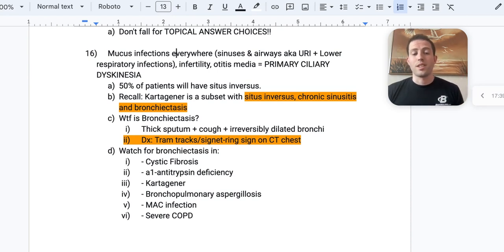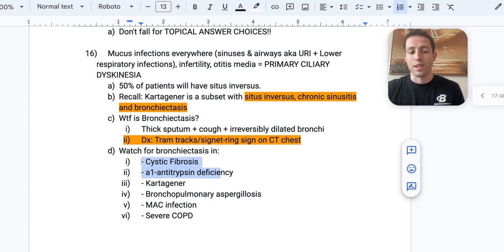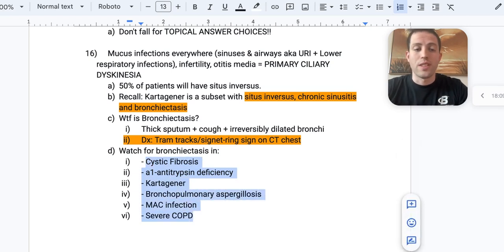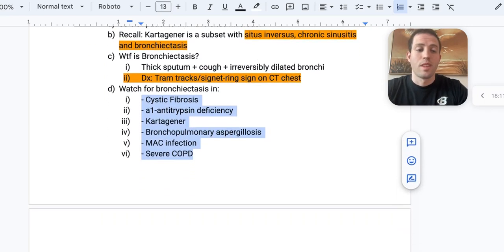And so on your CT scan, you need to know these buzzwords: tram tracks and signet ring signs on your CT of your chest. And so you can see bronchiectasis in patients with cystic fibrosis, alpha-1 antitrypsin deficiency, Kartagener, of course, allergic bronchopulmonary aspergillosis, Mycobacterium avium complex infection, as well as severe COPD. So you have to know these. If you see a question stem that gives you the tram tracks, the signet ring signs, or chronically dilated bronchi, you want to start looking for these in your answer choices.